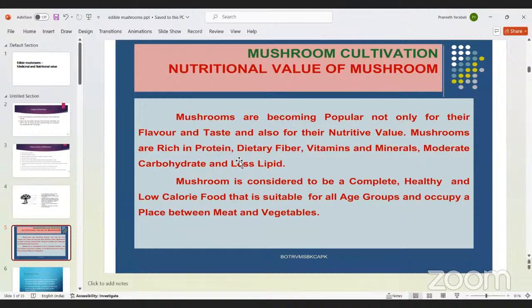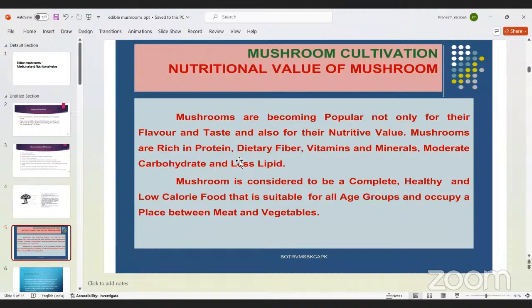Generally we use mushrooms mainly for flavor and taste, but they also contain nutrients, like proteins, dietary fiber, vitamins, minerals, and a small amount of carbohydrates and lipids. So mushroom is considered to be a complete, healthy, and low calorie food. It is suitable for all age groups and occupies a place between meat and vegetables.